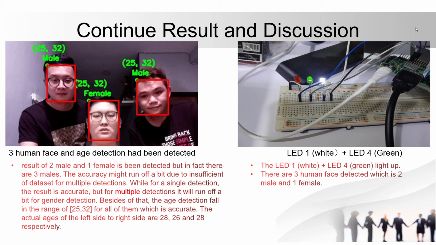On the right side of the picture, LED 1 and LED 4 are lit up because there are 3 human faces detected, which is 2 male and 1 female.